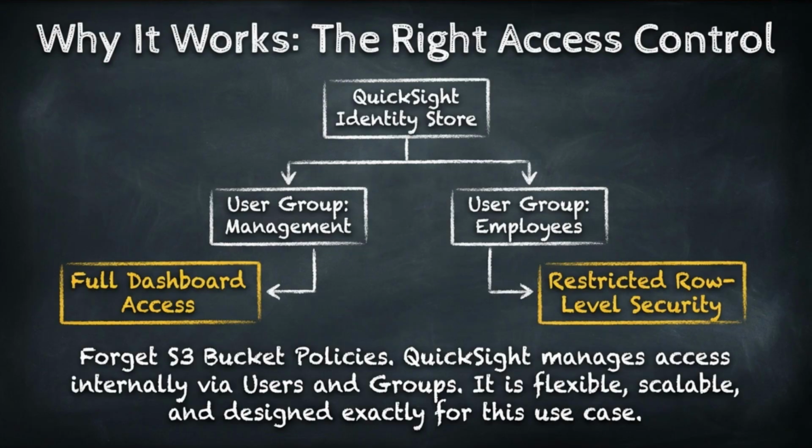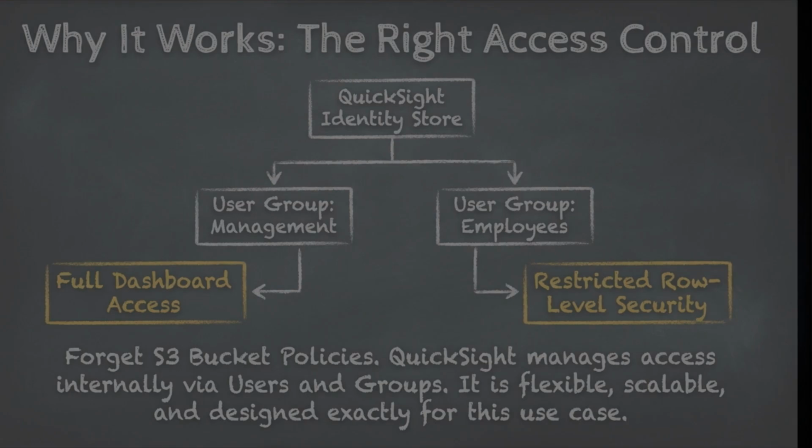Third, access control. In QuickSight, you create users and groups. The management group gets full access. The employees group gets limited access. Flexible, clean, and scalable. This isn't a hack with bucket policies. This isn't forcing IAM where it doesn't belong. This is the right tool for the right job.